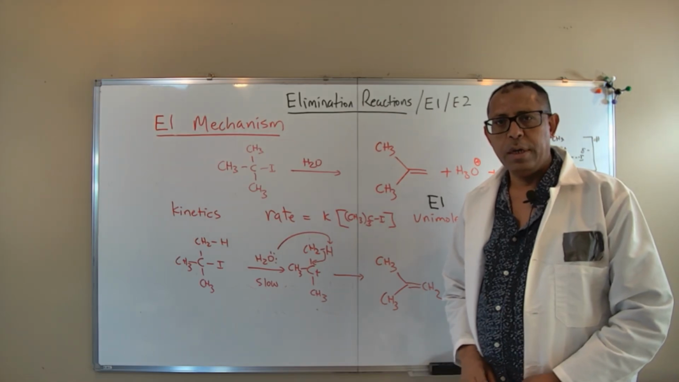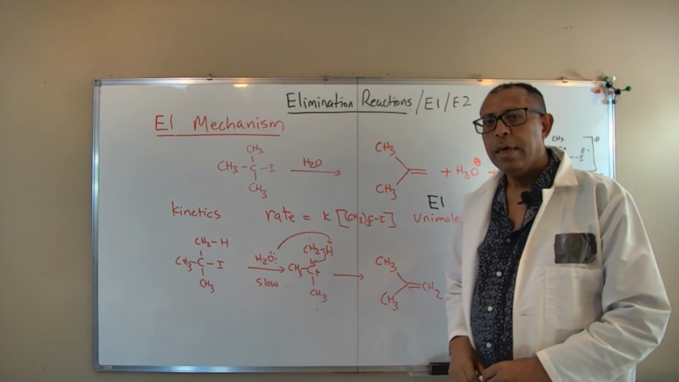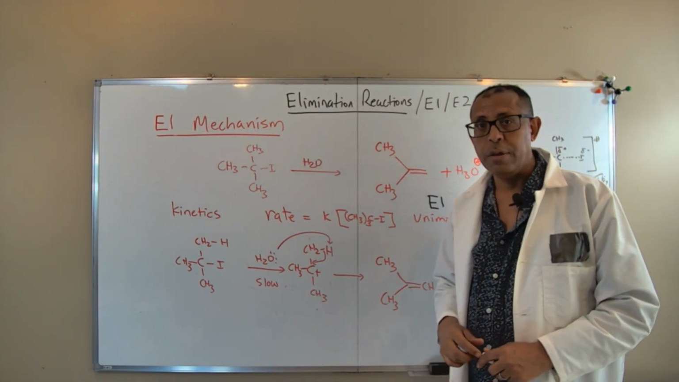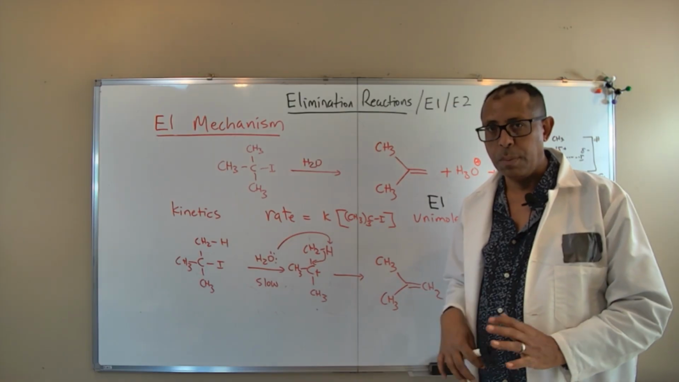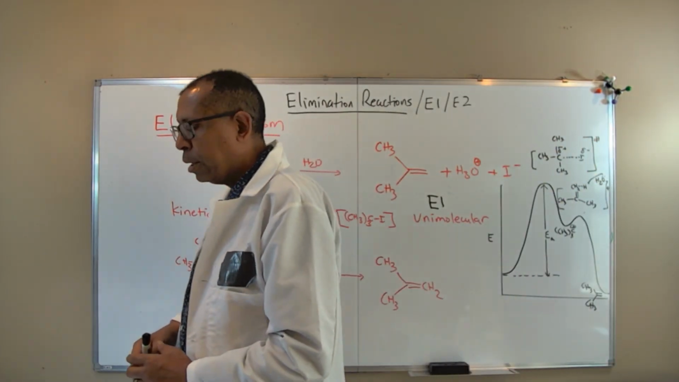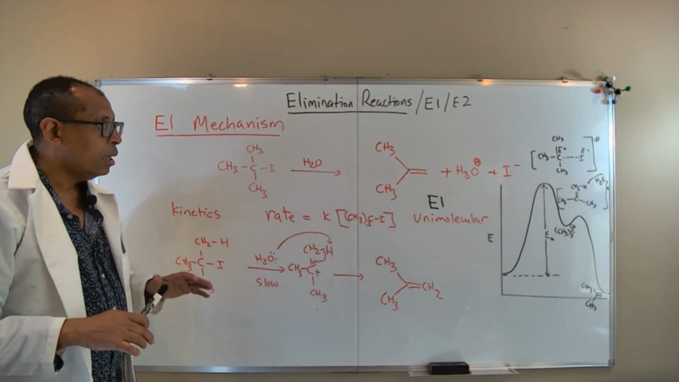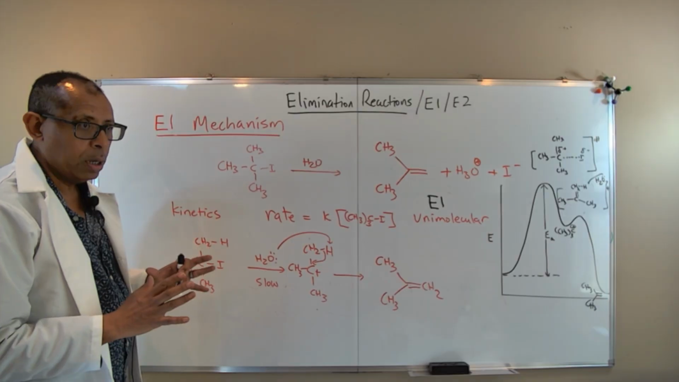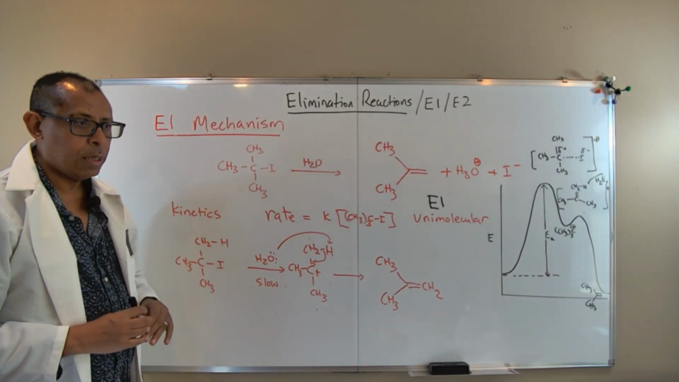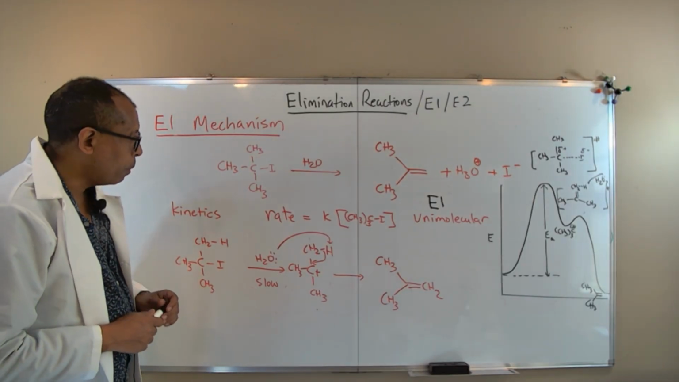Let's begin with the next section of elimination reactions, which is the E1 mechanism. As you remember, we just finished the E2 mechanism, which is a bimolecular reaction. In this case, we'll look at the E1 mechanism. E1 because it's a unimolecular reaction: only the alkyl halide is implicated in the slowest, or rate-determining, step.